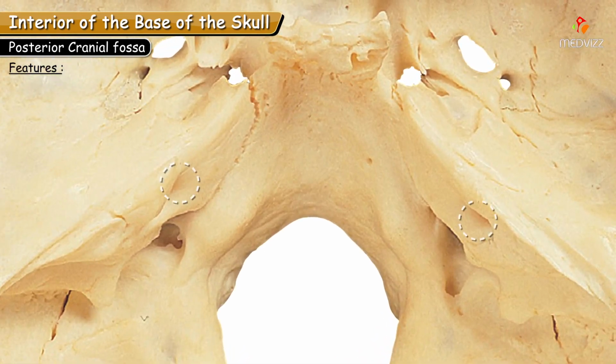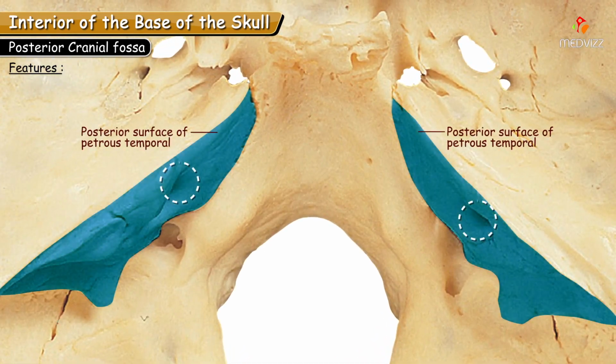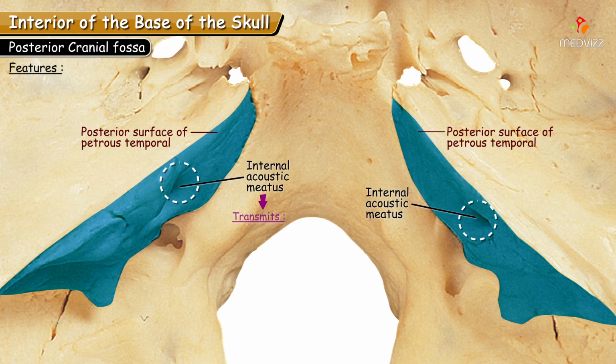And one more feature is along the posterior surface of the petrous part of temporal bone, there is a canal approximately 1 centimeter in length that is called as internal acoustic meatus, which is present in the center of the posterior part of petrous temporal. So this opening is internal acoustic meatus, which is approximately 1 centimeter in length, and this meatus transmits 7th, 8th cranial nerves and labyrinthine artery.